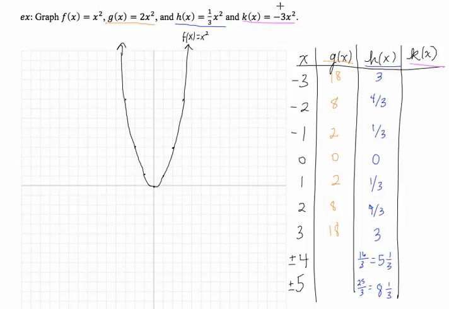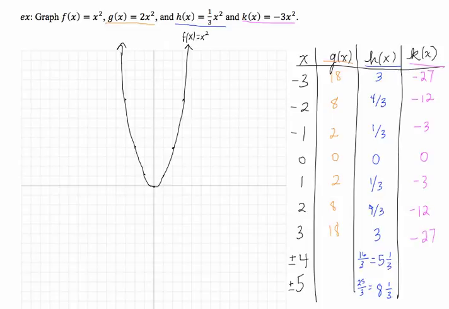Then plugging into k, negative 3 squared is 9, times negative 3 is negative 27. Negative 2 squared is 4, times negative 3 is negative 12. Negative 1 squared is 1, times negative 3 is negative 3. 0 will give us 0, and these points are all, again, just going to reverse.